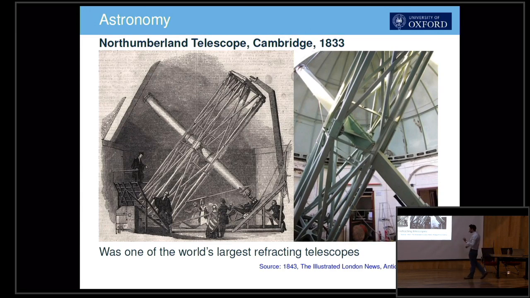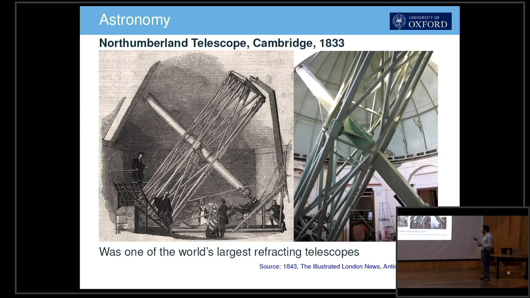So I'm going to do a very abrupt shift. We're not going to talk about machine learning anymore. We're actually going to talk about astronomy for a bit. This is the Northumberland telescope that was donated to Cambridge by the Duke of Northumberland in 1833 for the foundation of the new astronomy department.